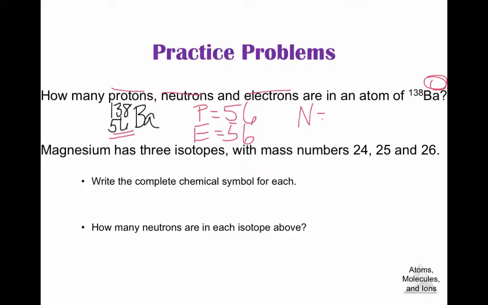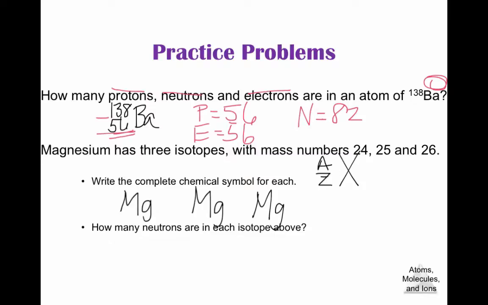Now for neutrons, we have to find the difference between the mass, which is 138, and the atomic number, which is 56. So we take 138 minus 56, and that gets us 82 neutrons. So again, we can take mass minus protons to get our number of neutrons.